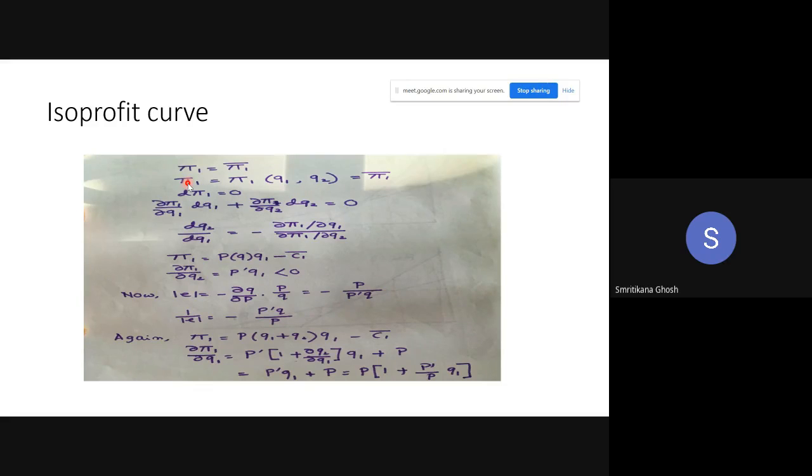Firm 1 may be leader, may be follower, I don't know. Anyone, it's firm 1. And pi 1 of Q1, Q2 is equal to pi 1 bar. So if you differentiate, d pi 1 is equal to 0. So the left hand side will be del pi 1 del q1 dq1 plus del pi 1 del q2 dq2 is equal to 0. So what is your dq2 dq1 is like this. It's just like finding out the slope of any of the curves.